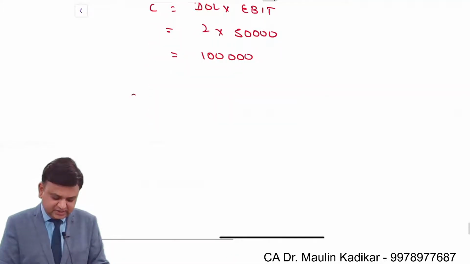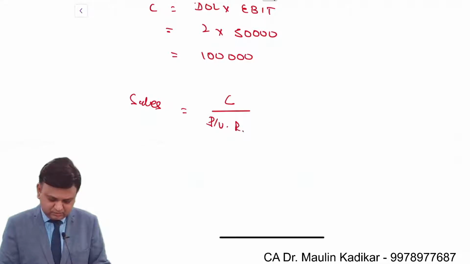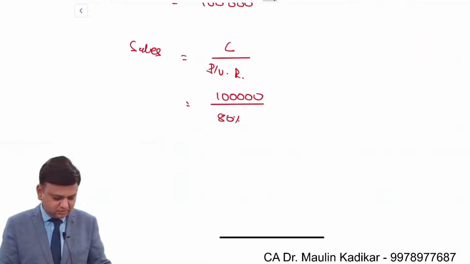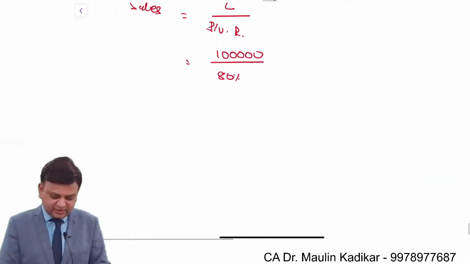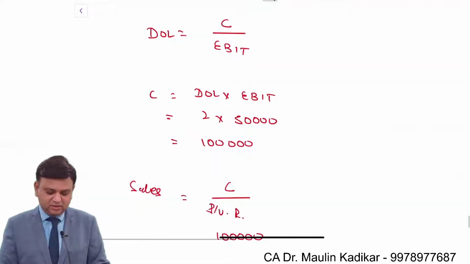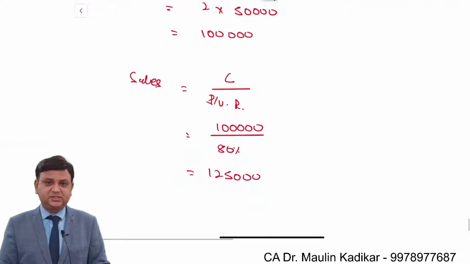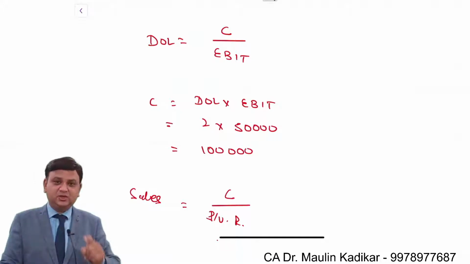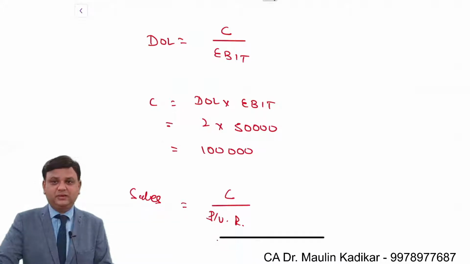Then sales is equal to contribution upon profit volume ratio, so this is 1 lakh divided by 80 percentage, so the answer comes to 1,25,000. If you do this, it will be wrong, so we don't have to do like this. I will explain how it is done, and also why it cannot be done like this.